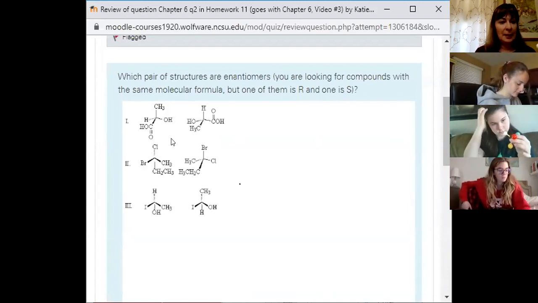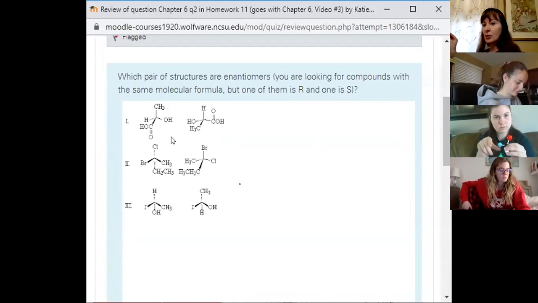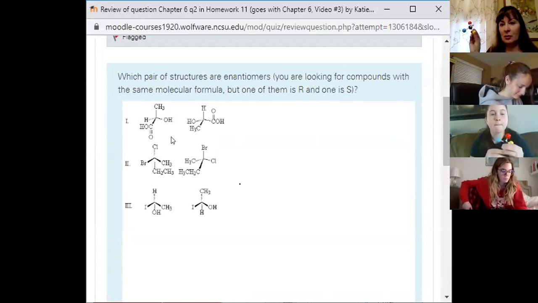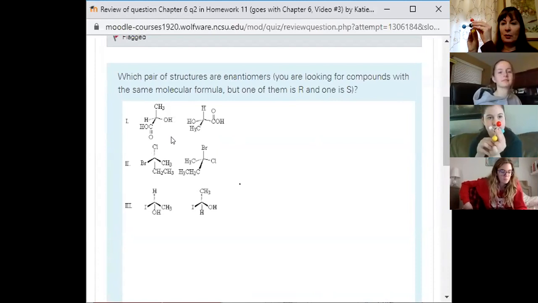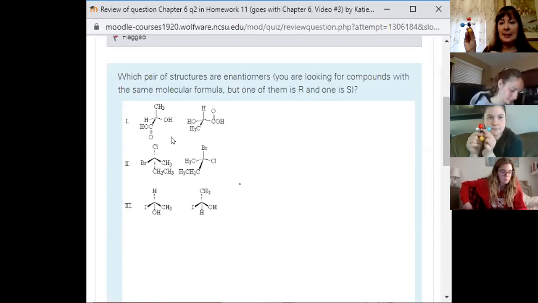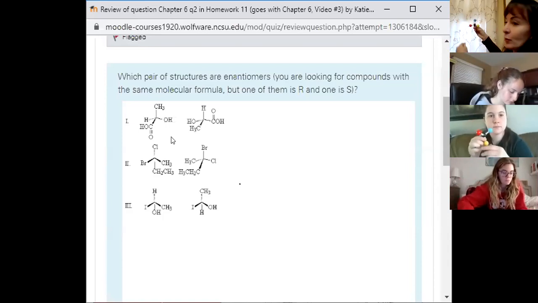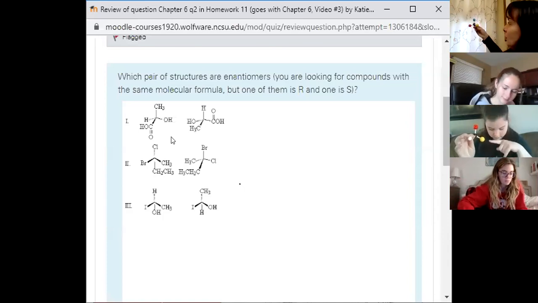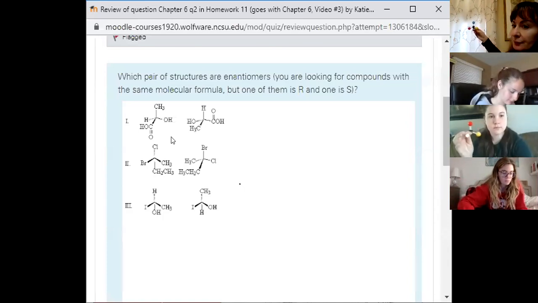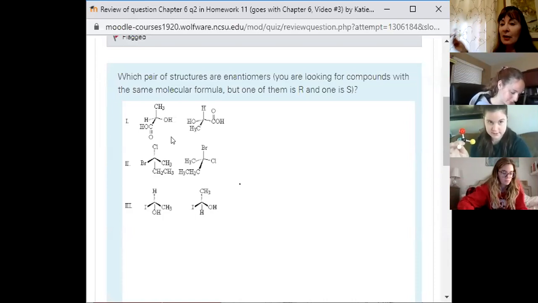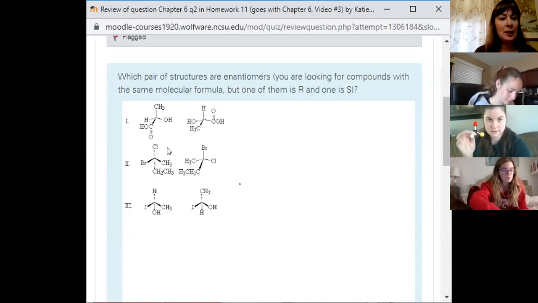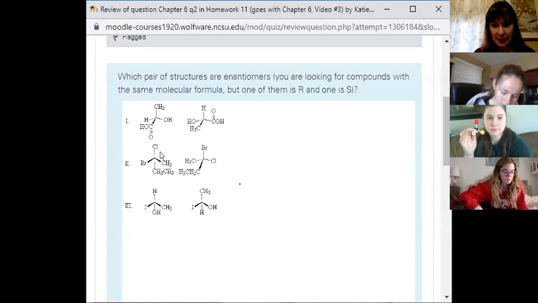So when I make a model of the first one, the bromine and the lowest rank substituent are facing towards me. This is what my model of the first one looks like, and the chlorine and the yellow are going away from me. Is that what your model looks like, Caitlin? Yes. And then if I hold it by the hydrogen and put the hydrogen towards the back, trace a path from blue to red to yellow. Which direction are you going? Left. So that's definitely the S enantiomer. So this one here is S.